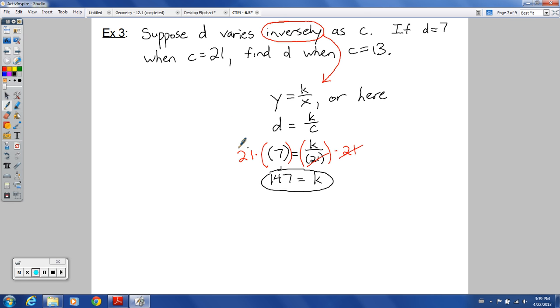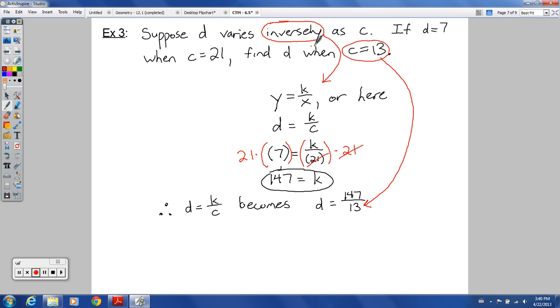So since that is true, we can say this. Therefore, that D equals K over C becomes D equals, we've got now K as 147. That's the constant term. And your C, when C equals 13, it says, so that over 13. So let's circle that part right here, that's where that 13 comes from. The 7 and 21, that's where that came from, here and here. And so now it's just a matter of typing that into a calculator. We could say that that's the value.